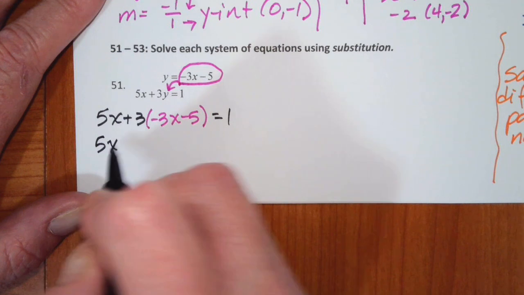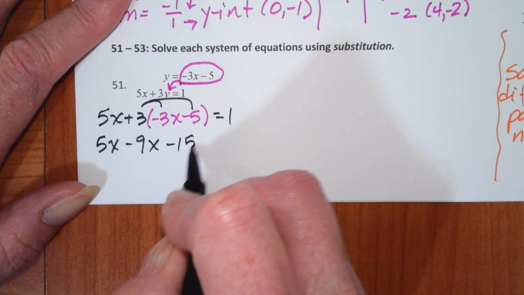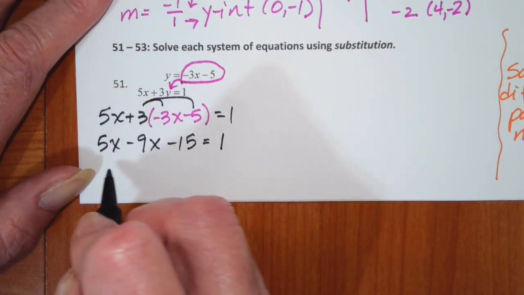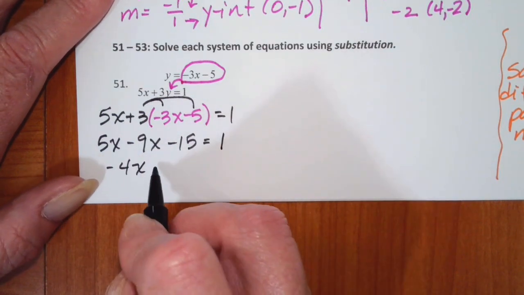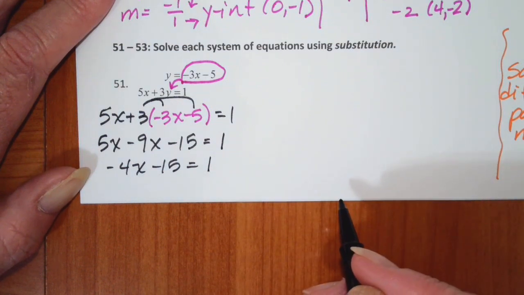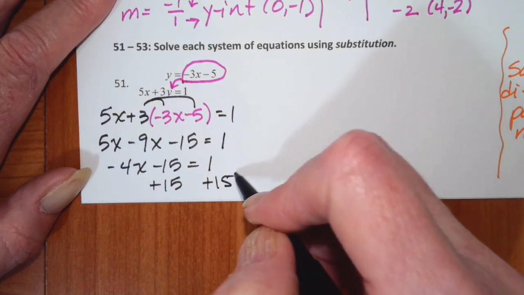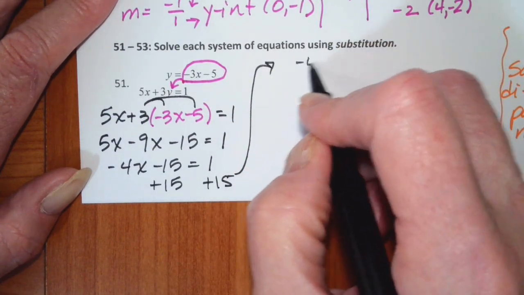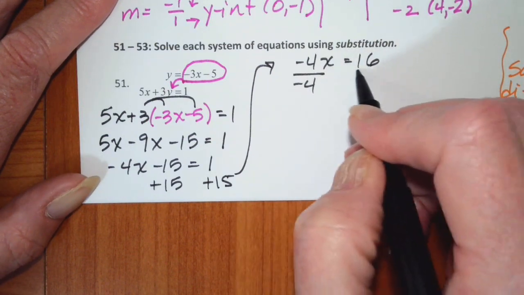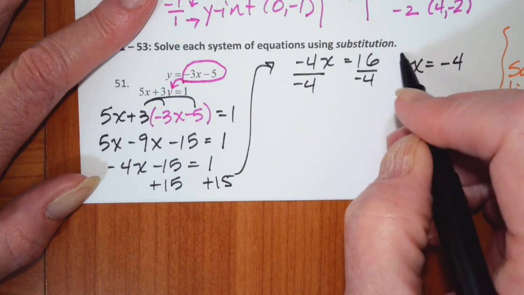So I have 5x when I distribute minus 9x minus 15 is equal to 1. So -4x minus 15 is 1. I add 15 to both sides, and I get -4x is equal to 16. When I divide by -4, I get that x is -4.